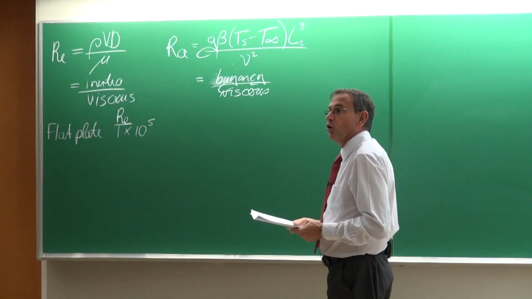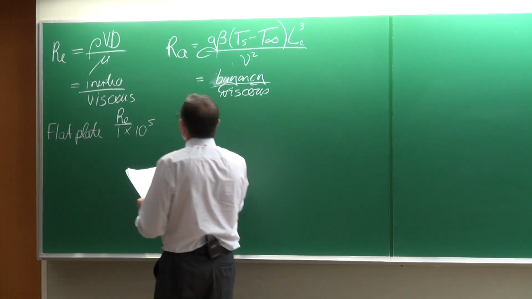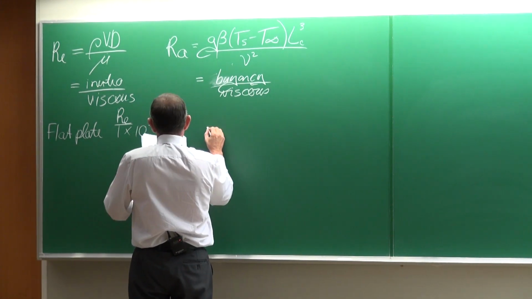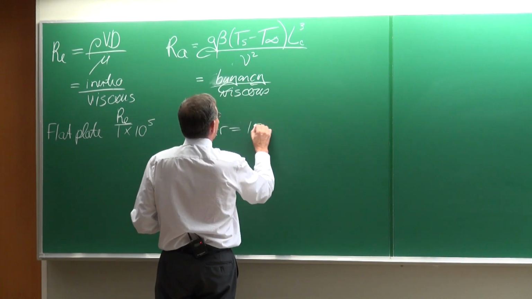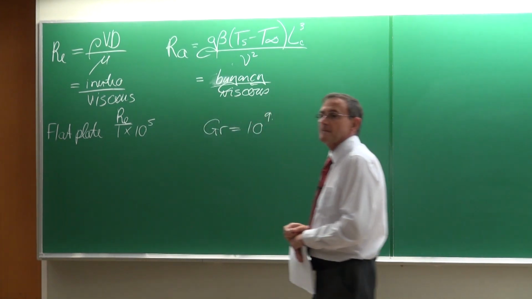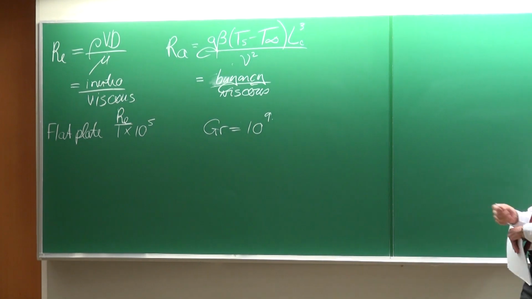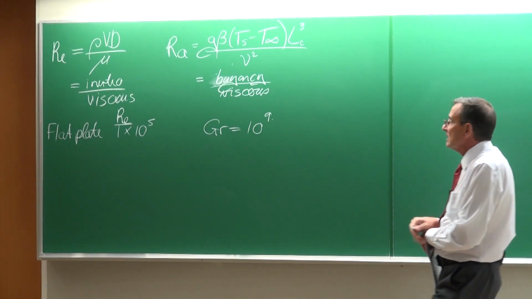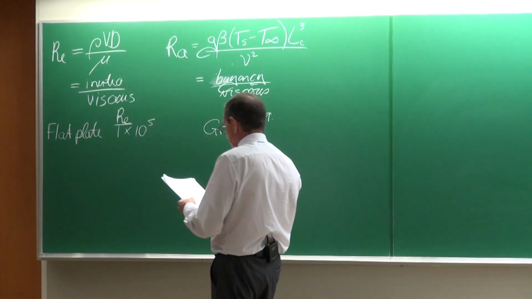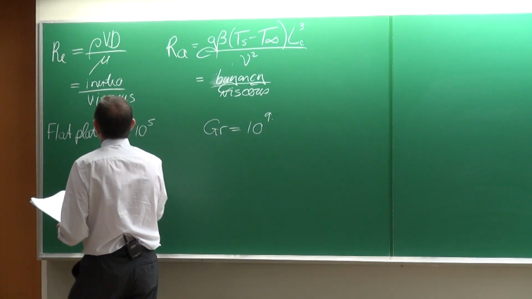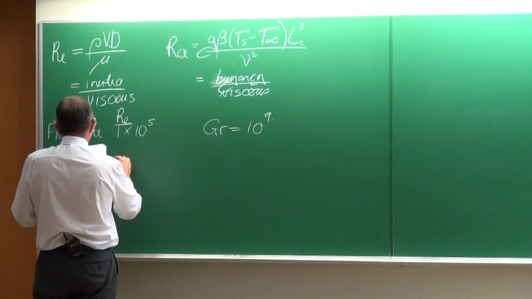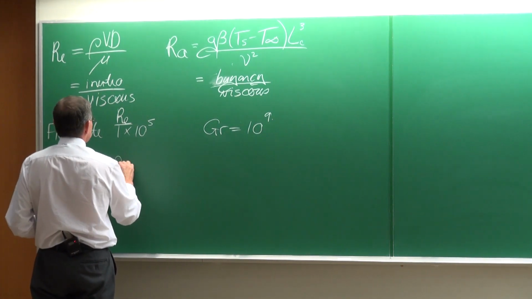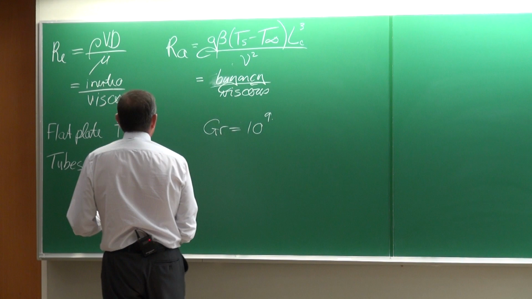For buoyancy type of problems, for a flat plate, it is a Grashof number of 10 to the 9. If it's smaller than this, then flow would be laminar. More than that, it would be turbulent. In tubes, we know it is equal to 2,100 approximately, the Reynolds number.